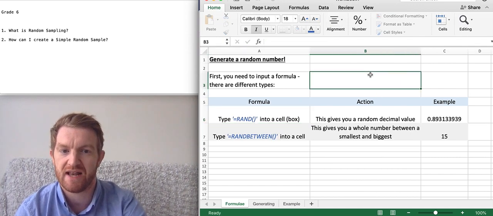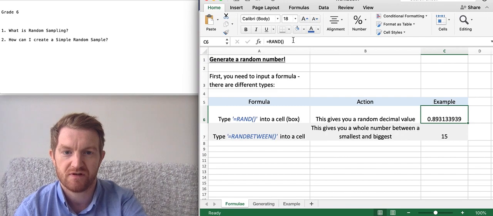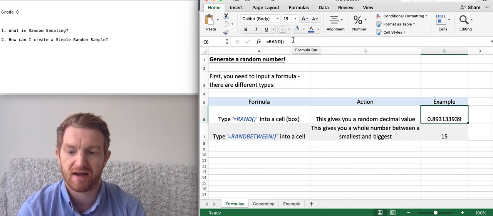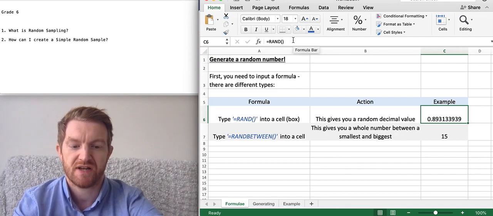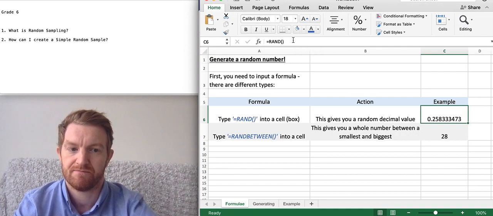Any box is called a cell. So for example, here you can see I've put equals RAND bracket bracket and it's given me a random number. If I press function F9, you can see that it continues to generate random numbers.